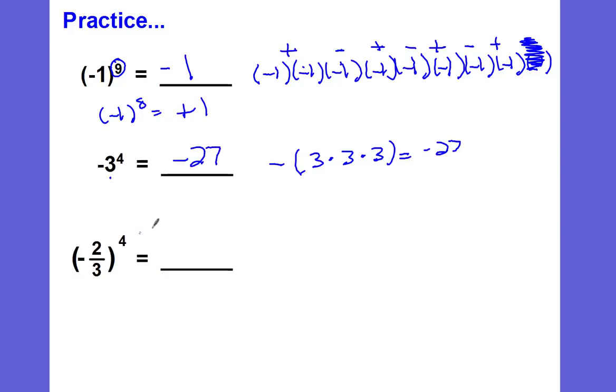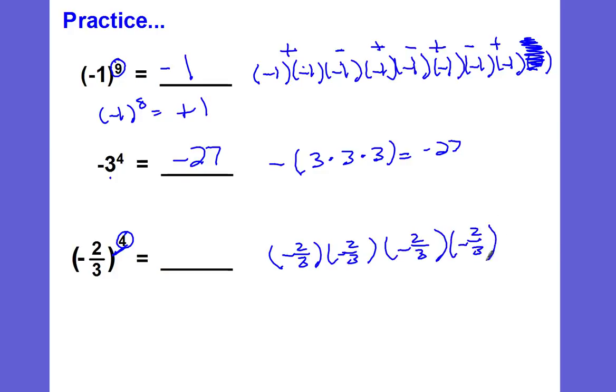Okay, here the exponent is touching the parentheses, so everything inside the parentheses is being repeated. So it's negative 2/3 times negative 2/3 times negative 2/3 times negative 2/3. Because the negative symbol is included in the base, we can use our trick. Our exponent is an even number, so that means our answer is going to be a positive.